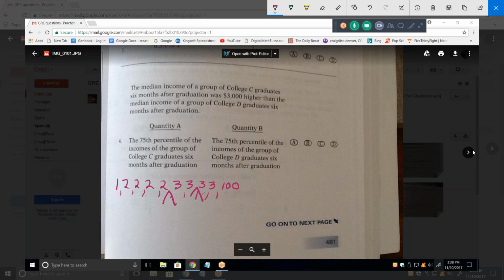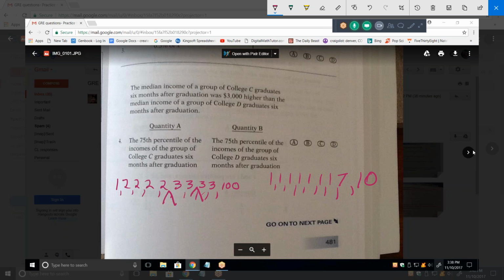Now over here, I'm going to put some more numbers. I'm going to put 10. There's my 10 numbers in Group B. Are you just picking random numbers, or is there a logic? What I'm trying to do is to find a situation where Group B has a higher 75th percentile than Group A.